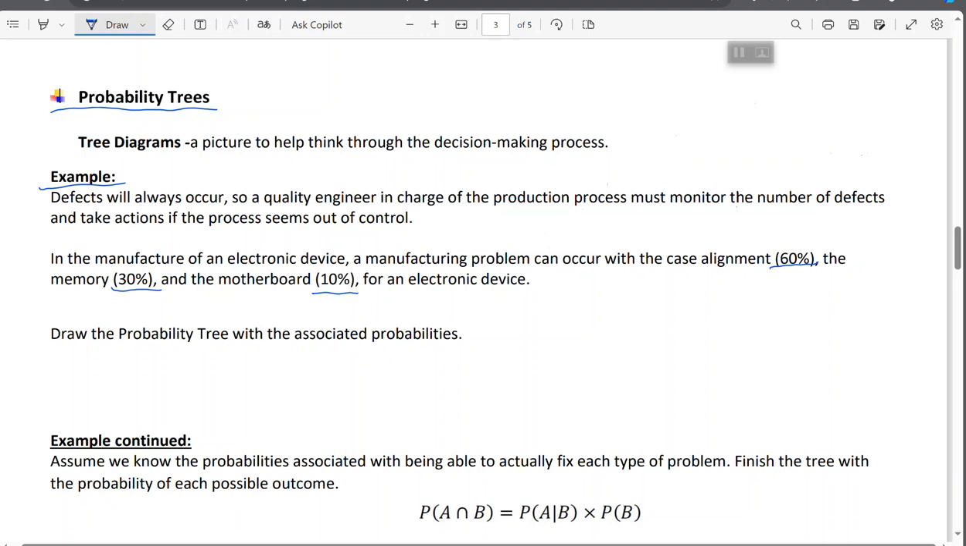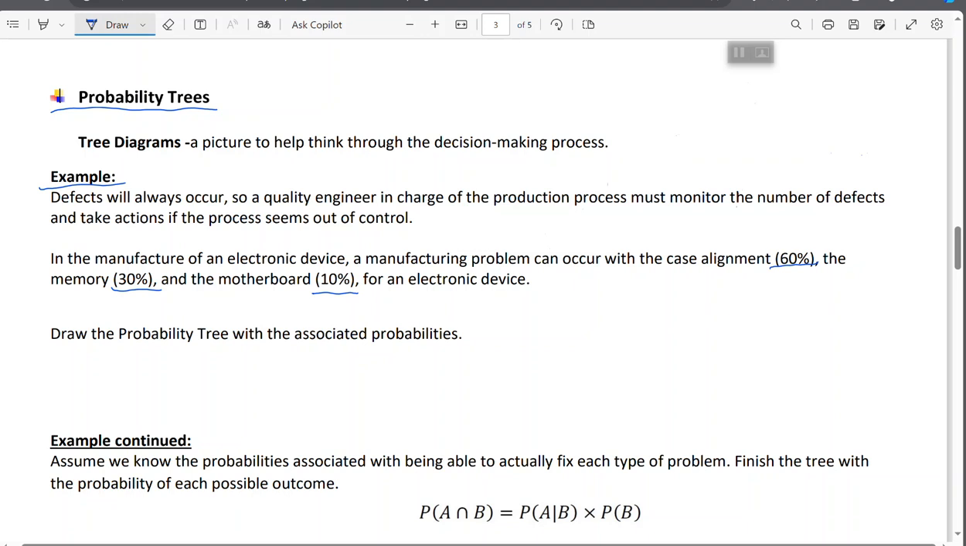This is easy to understand because the case alignment problem happens more frequently, right? And the motherboard problem normally does not happen, but we also know that once we have this kind of problem, it is hard to get fixed, right? So based on the information we have, if you want to draw a graph to show these three probabilities, how can you draw it, where can we start?